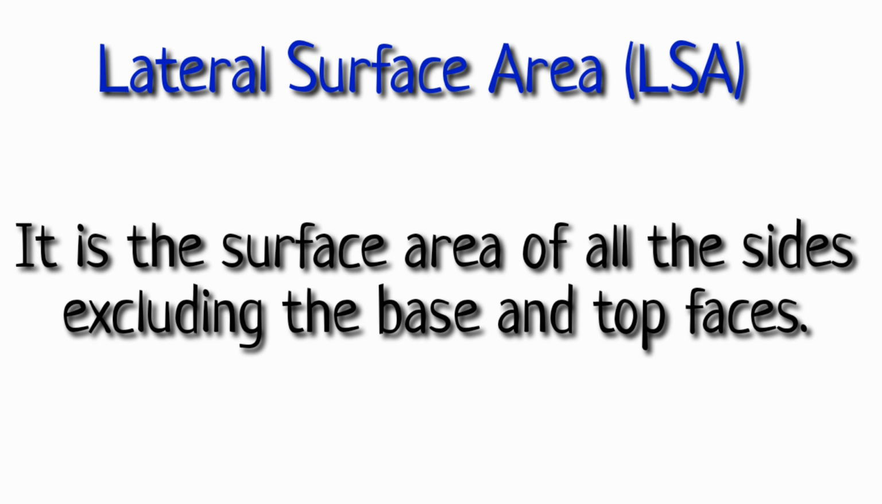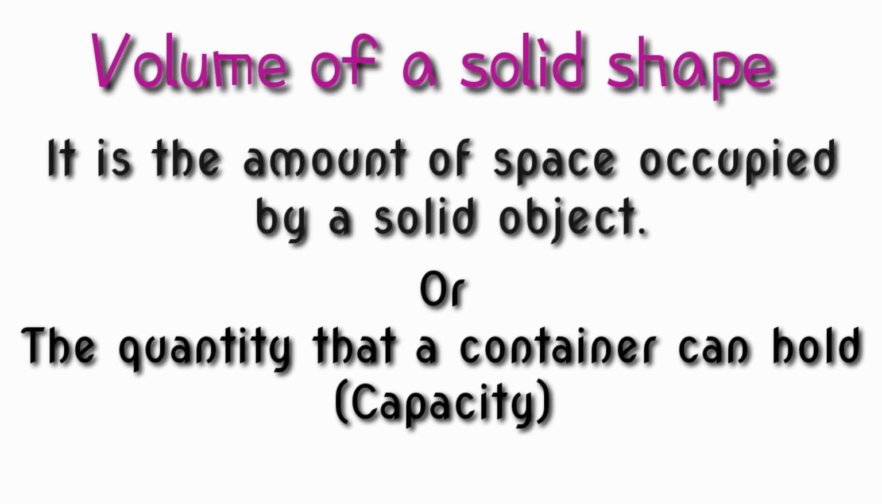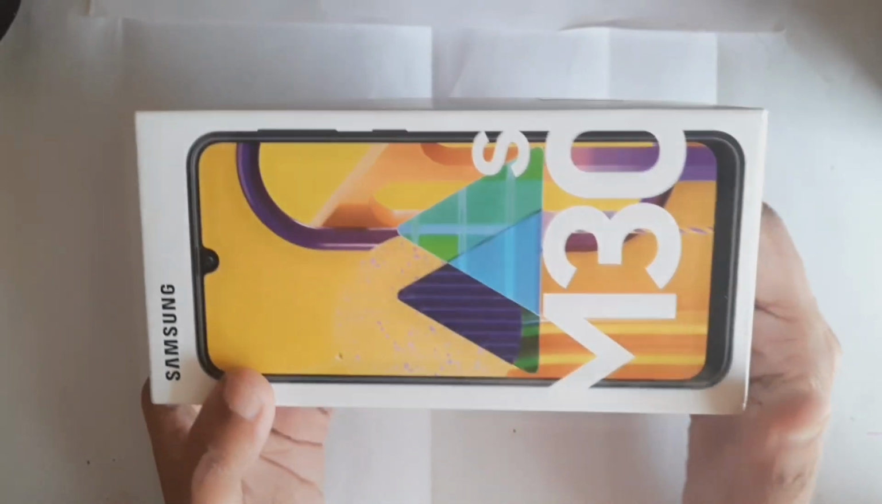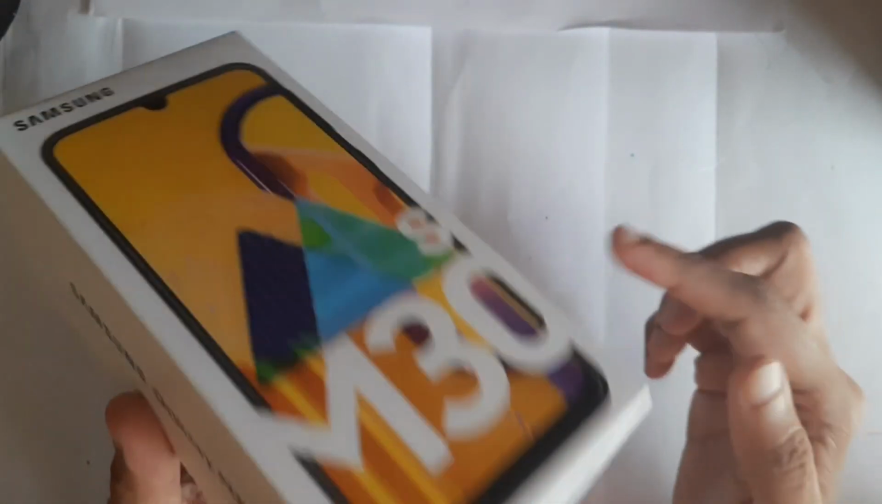And what is lateral surface area? It is the surface area of all the sides excluding the base and top faces. Okay children? Now what is the volume of a solid shape? It is the amount of space occupied by a solid object. Or in other words, if we have a container type solid shape, we can say its volume as its capacity. See children, this is an example for a cuboid.